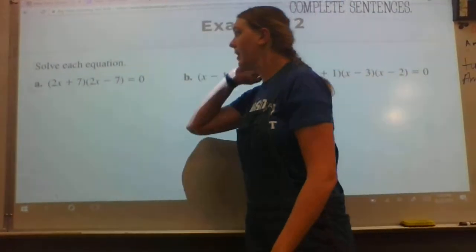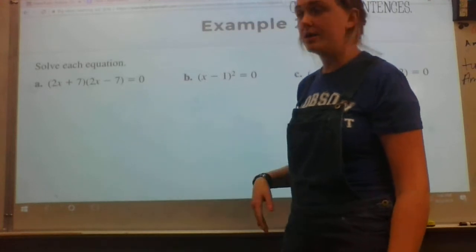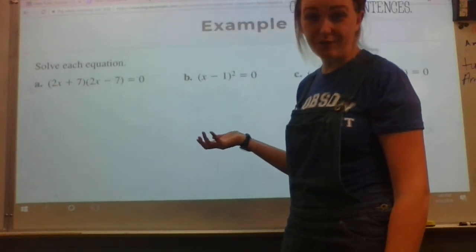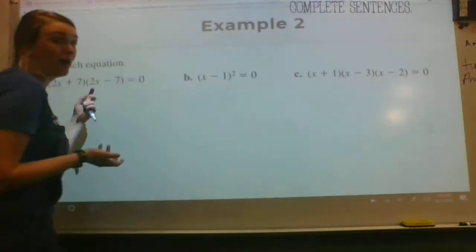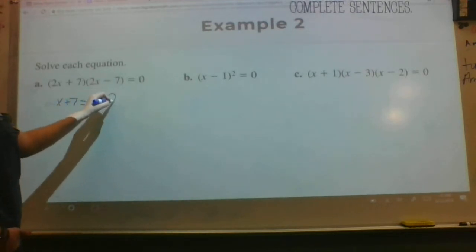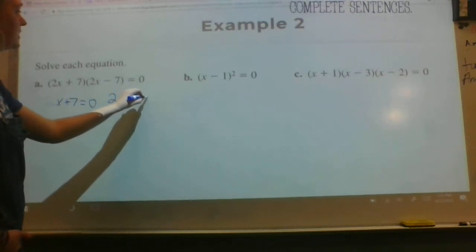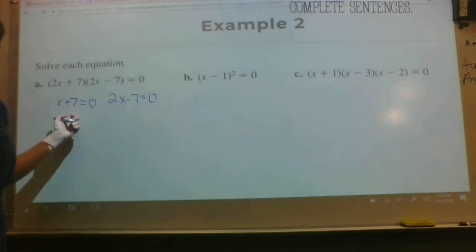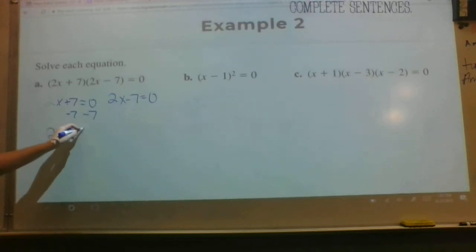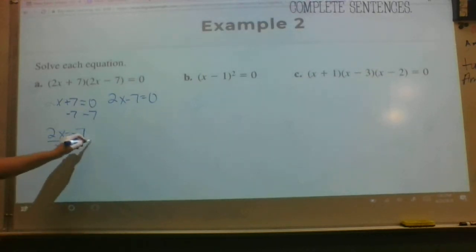Okay, so these problems are extremely similar, except now we also have a coefficient out front. Well, we're not worried about that. We already know how to solve this. 2x plus 7 equals 0. 2x minus 7 equals 0. Both of these are options, so I'm going to solve both of them. I'm going to subtract 7. 2x equals negative 7. Divide both sides by 2.